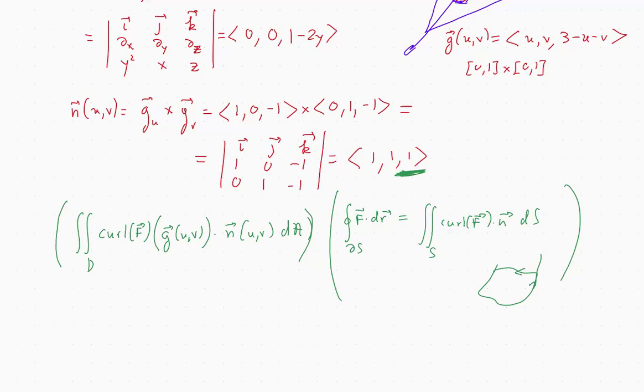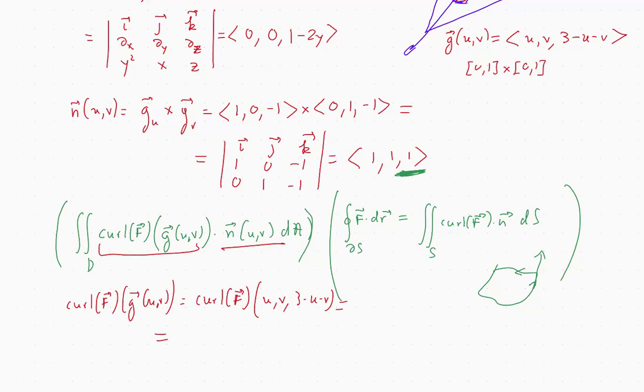So let's see how much we have computed so far. We need to find this now, which means that we need to take the curl of f and compose it with g of u, v. What does that mean? We need to take the curl of f, and wherever you see an x, put u. Wherever you see y, put v. Wherever you see z, put 3 minus u minus v. Now the curl is given by 0, 0, 1 minus 2y, so this will be 0, 0, 1 minus 2v.